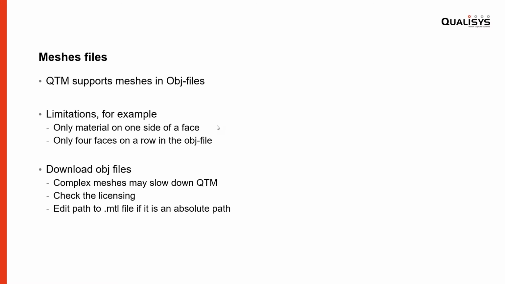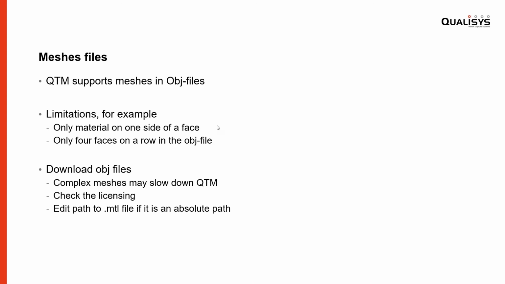First of all, the files that are supported in QTM to import meshes are the AVI files. And there are some limitations. For example, there can only be a material on one side of a face, which I will show later when I make a mesh. And there can only be 4 faces on a row in an AVI file. This might seem a bit technical, but it kind of means that it can't be too complex. It won't really show in QTM. Also important to know that you can download AVI files on a lot of places on the internet.